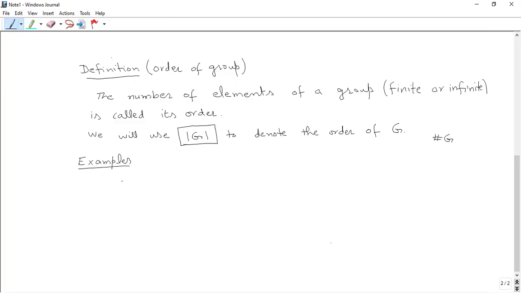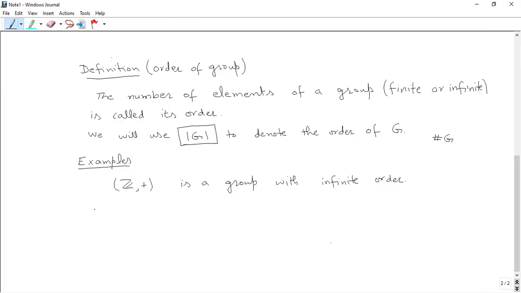The first example is set of integers with respect to addition is a group with respect to addition, sorry, is a group with infinite order, as we see that there are infinite many elements in the set of integers.